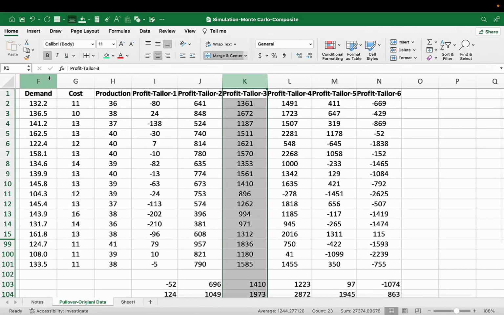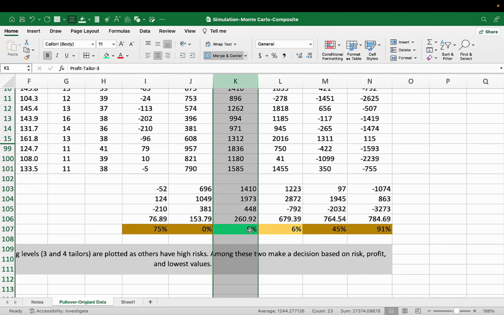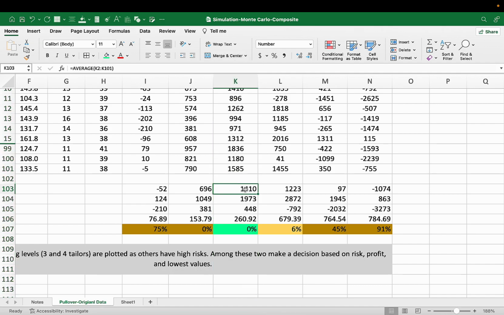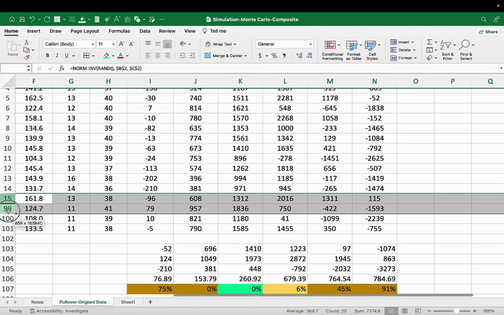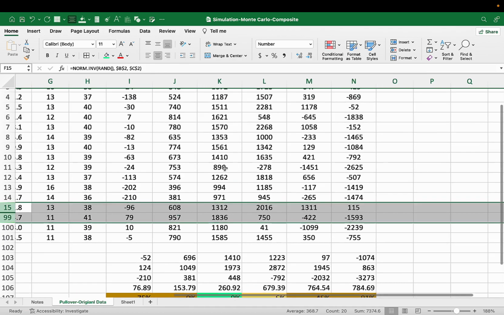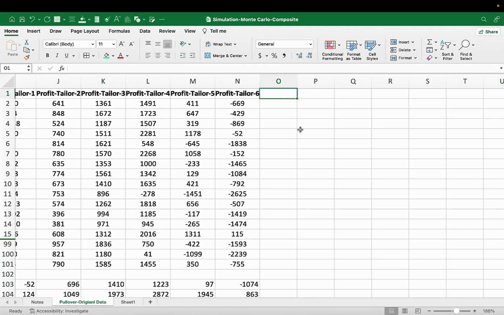So this column, profit from 3 Taylors, because this is the one that gives us 0 risk and substantial profit. So that's our decision. Now there's one more thing, and that's making a graph, a scatter plot. For the scatter plot, we will have to expand those hidden rows. We need to make them visible, otherwise our scatter plot will not be a good one, and I will show you why. So let's go.